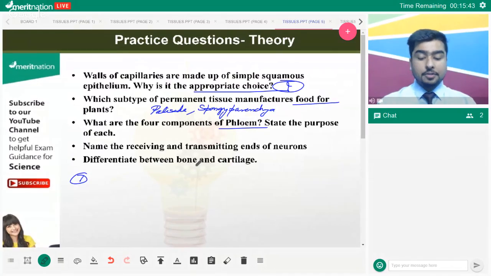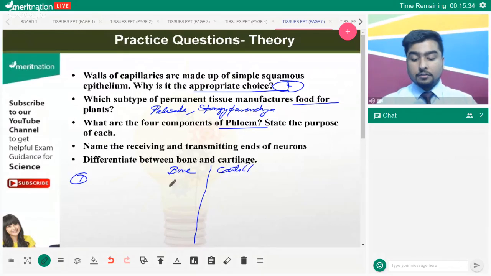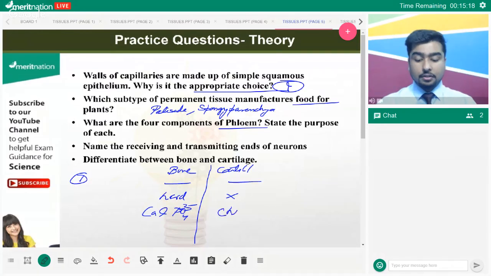Now differentiate between bone and cartilage. As I just talked a bit while discussing, the differences are the name of the cells. That's not a very key difference. The key difference is that bones are generally hard, cartilages are soft. Bones have a matrix of calcium and phosphate, whereas cartilages have chondroitin sulfate.